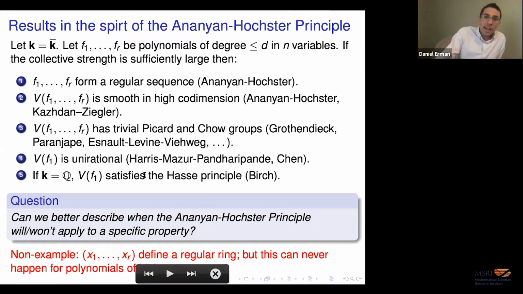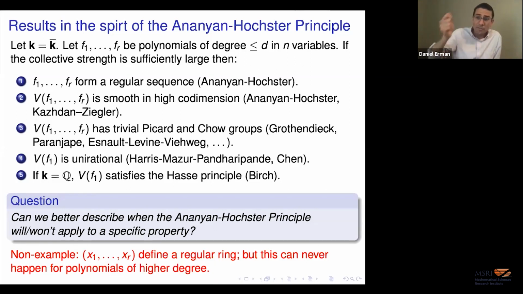So what Harris, Mazur, Pandharipande, this is a great question. What Harris, Mazur, Pandharipande actually prove is if you have a smooth hypersurface of degree D in n variables, and n is super large relative to D, then you're unirational. And the point is the Harris, Mazur, Pandharipande theorem can be understood in terms of strength via Ananyan–Hochster's result in number 2. So the fact that strength and high codimension are interwoven lets you take results about arbitrary smooth hypersurfaces and turn them into results about high strength polynomials.